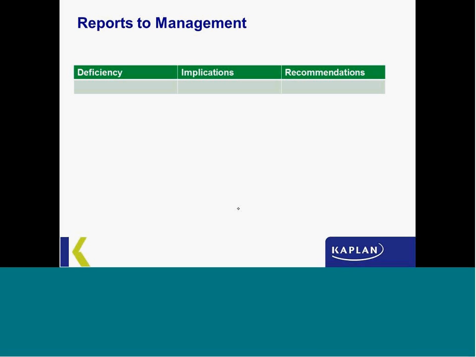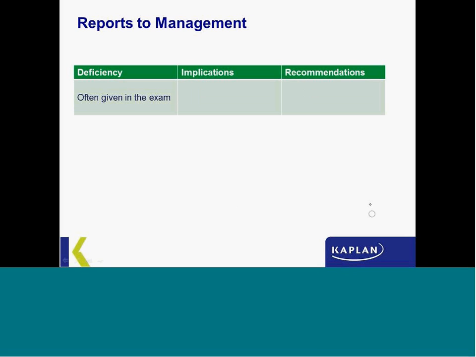You don't really want to be doing this in big blocks of text. Much more logical to have the deficiency, the related implications, and the related recommendations. Line, deficiency, related implications, recommendations. So it's very good. Even though they say in a form suitable for publication, you can use this table, because this is what you would do if you were actually going to do this report to management.